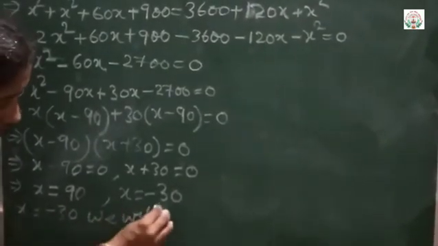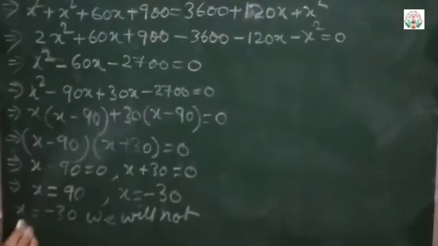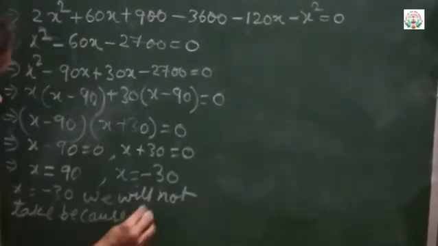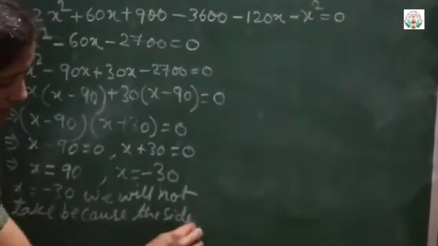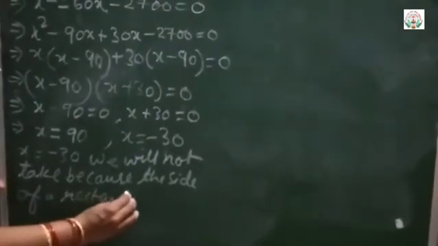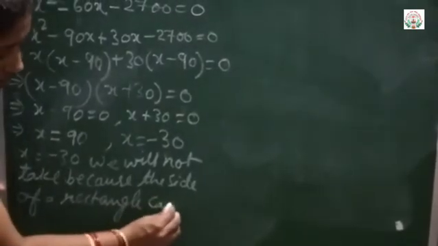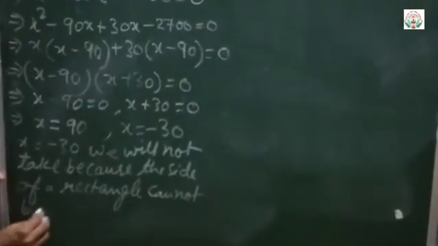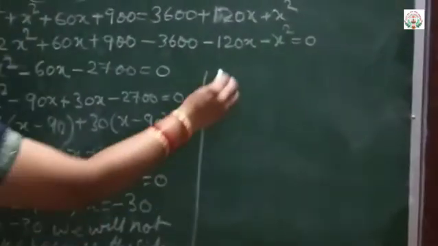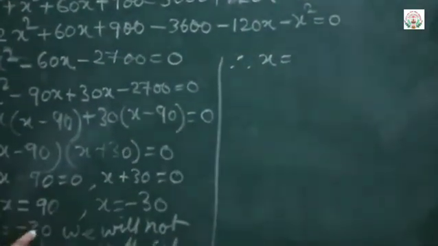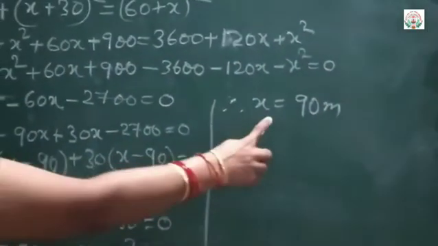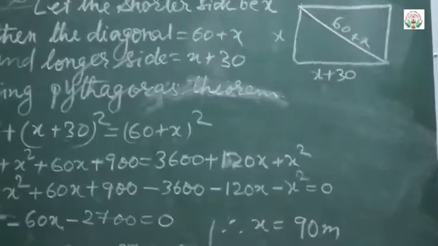We will not take it because the side of a rectangle can't be negative. Okay, therefore x equals to how much? 90. Okay, 90 meter. If x is 90, what about the diagonal?